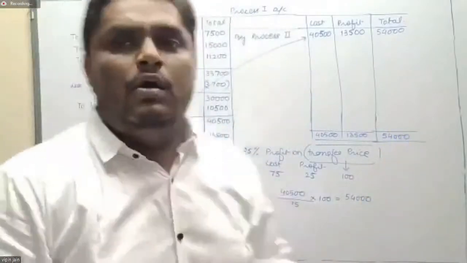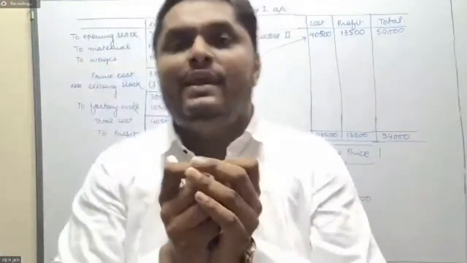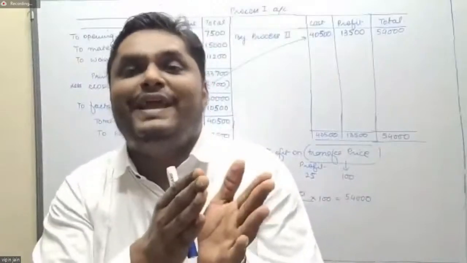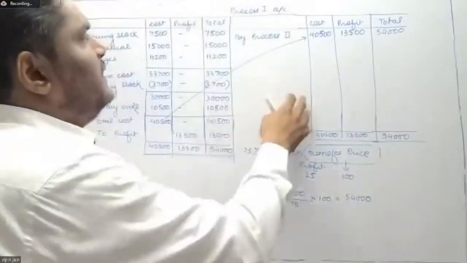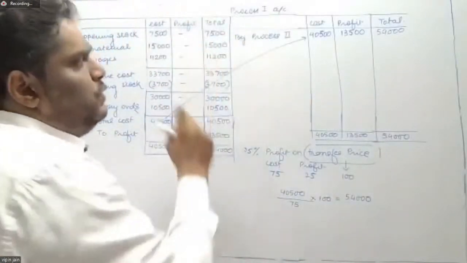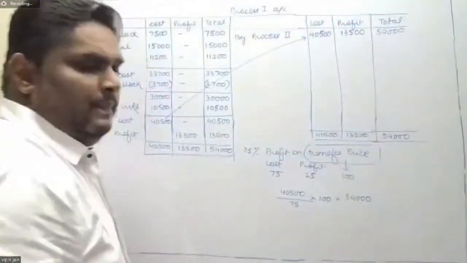So this is how the process first account is prepared. Herein, I repeat again, when we are talking about the questions relating to inter-process, wherein the inter-process profit is involved, this is the way we will prepare the process account, wherein the three columns of the debit side, that is cost, profit and total, and on the credit side also cost, profit and total.